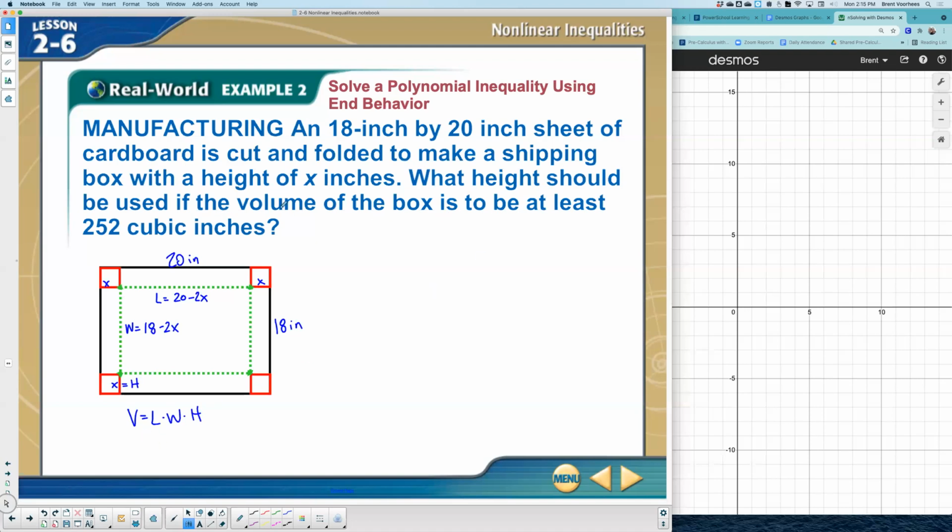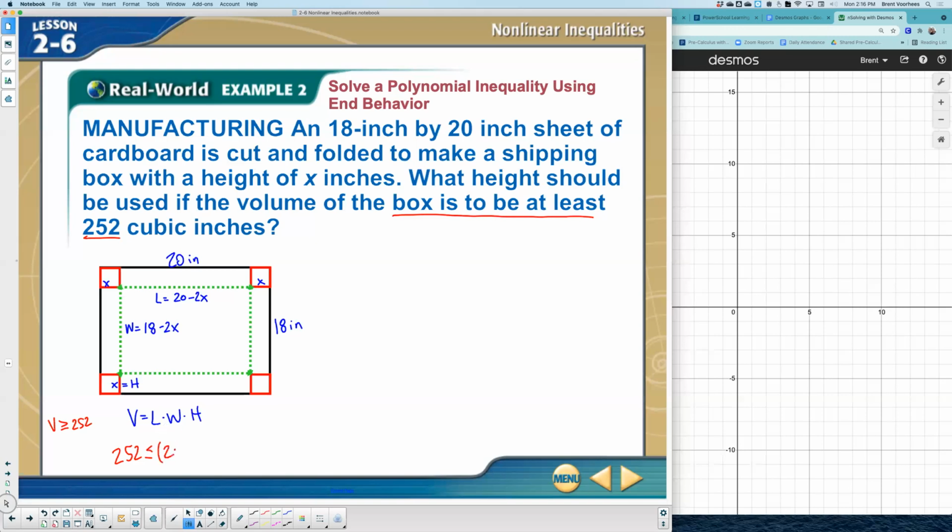Now, it says the volume should be at least 252. So question, could the volume be bigger than 252? Okay, so the volume is going to be greater than or equal to 252. So I'm going to put 252 in for my volume. And the volume itself, the 252, notice it's on the small side of the symbol, needs to be less than or equal to. So 252 is on the small side of the symbol.